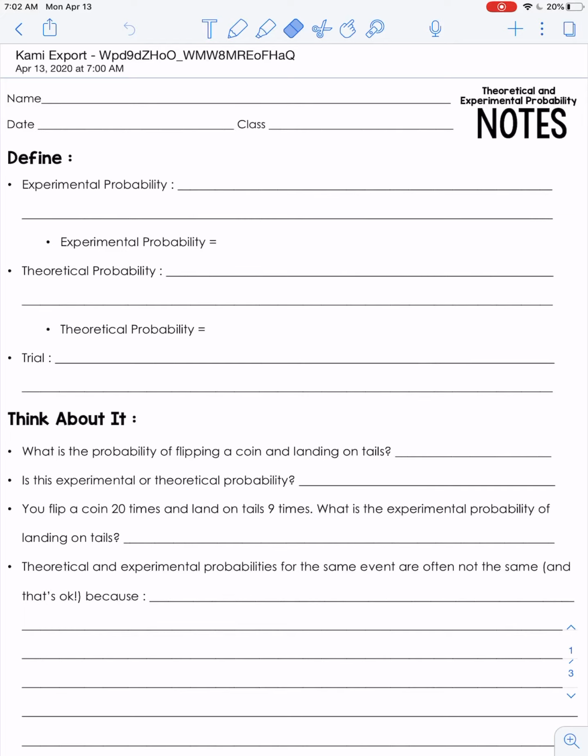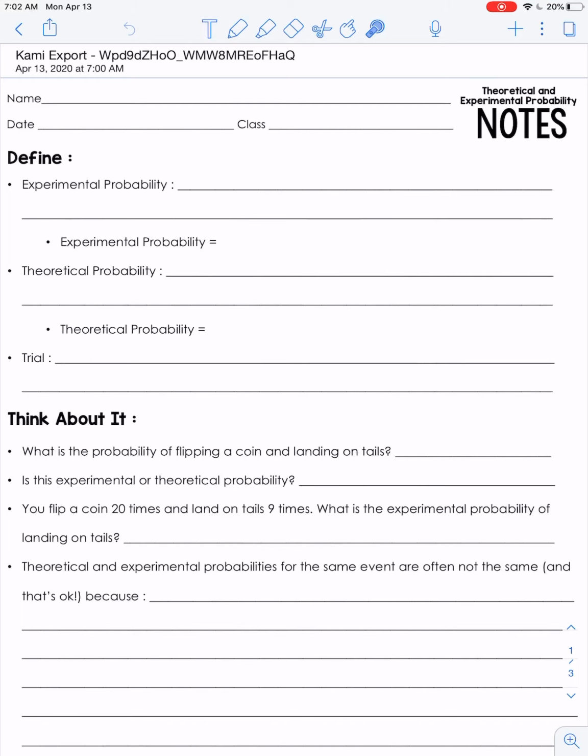Today we are going to continue our study of probability by looking at experimental and theoretical probability. So we've already kind of looked at these two different types of probability. We just haven't really named them yet. So first we're going to start out with some definitions.